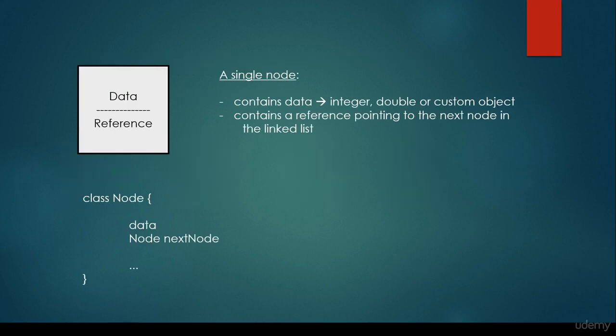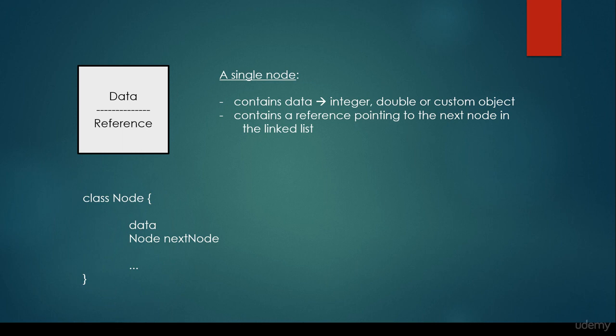A single node contains two important items. First, the data itself. It can be an integer, it can be a double, or it can be a custom object, whatever. And it contains a reference or a pointer pointing to the next node in the linked list. Of course, if it is the last node, it's going to point to a null.